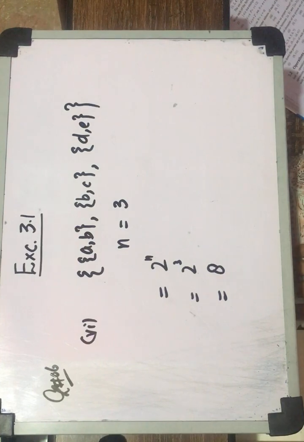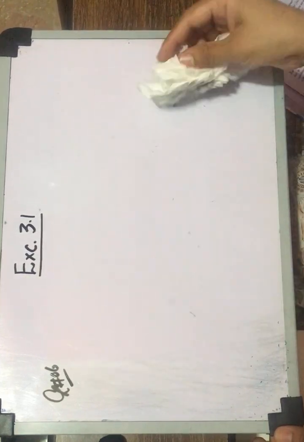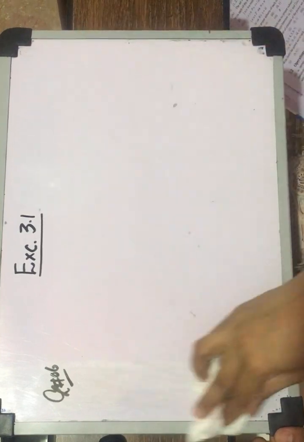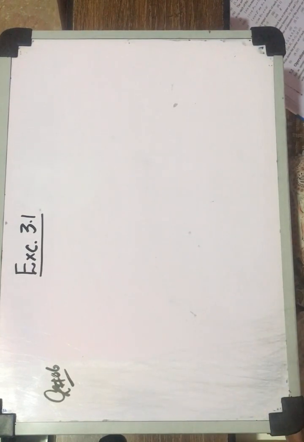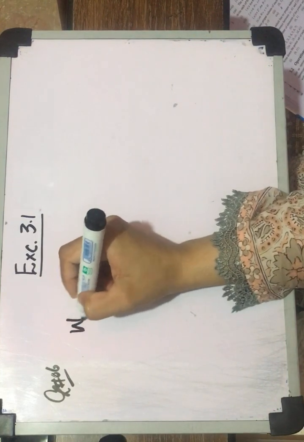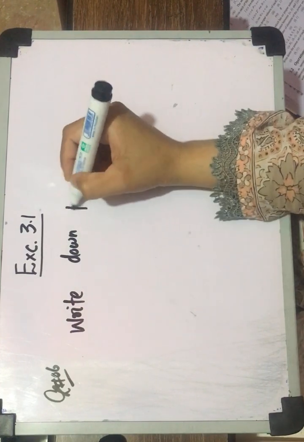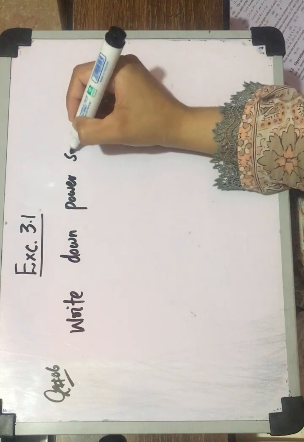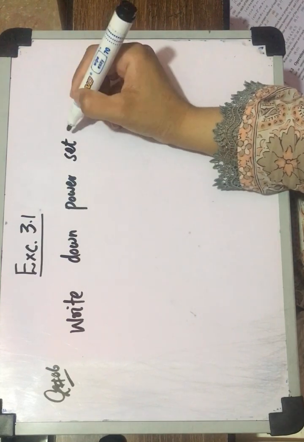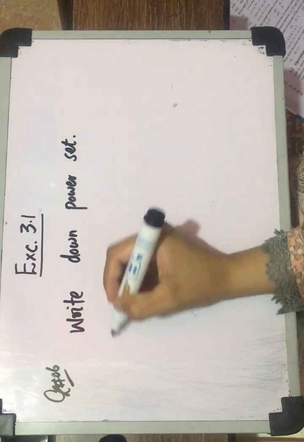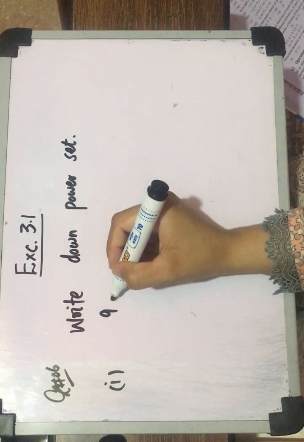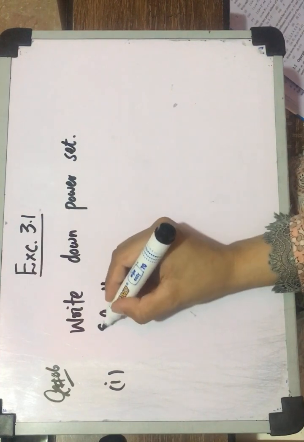Okay students, let's move towards question number 7. In question number 7 we have to find all the power sets of a given set. Number 1, write down the power sets. Number 1 we have 9 and 11.